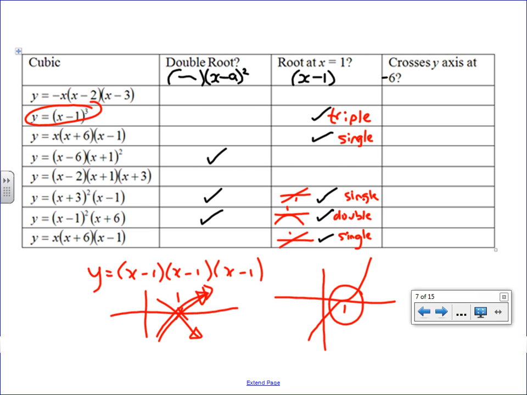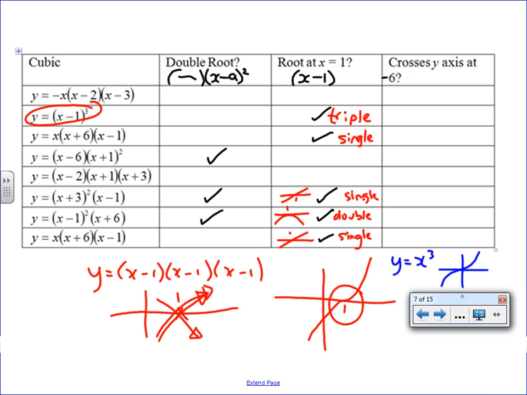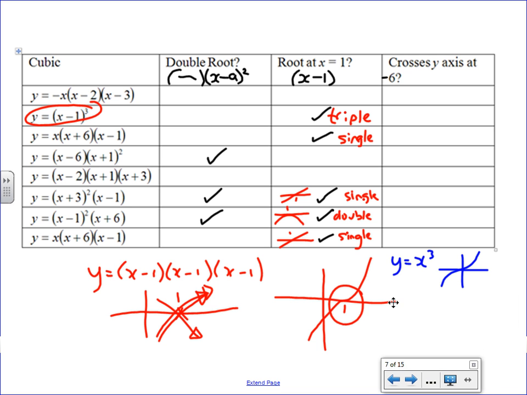But probably a better way to think about this is from what we've done previously, our work with transformations. We know that y equals x cubed looks like this. So, I'll just move that down out of the way. So y equals (x minus 1) cubed, that's an inside transformation, so it's going to move it right 1. So it's probably an easier way of thinking about it.